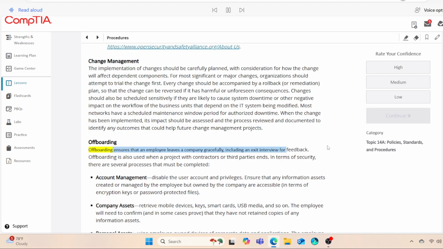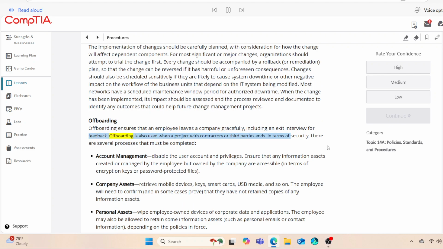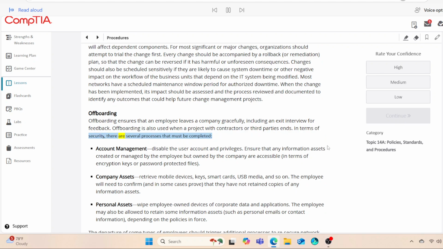Offboarding. Offboarding ensures that an employee leaves a company gracefully, including an exit interview for feedback. Offboarding is also used when a project with contractors or third parties ends. In terms of security, there are several processes that must be completed. Account management. Disable the user account and privileges.